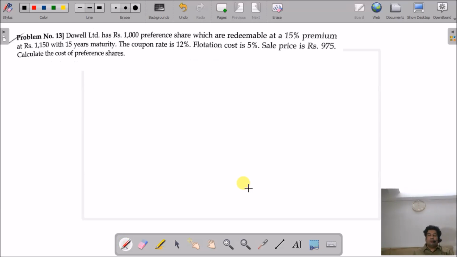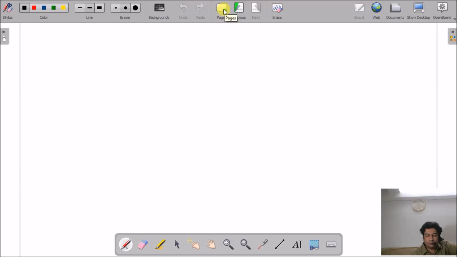Okay, so right now we are going to study about the preference shares. So I will be teaching you all a concept. So let's start with the concept. In this we are going to learn about cost of preference share capital, and these shares are redeemable. Redeemable means they have to be paid back after certain number of years.